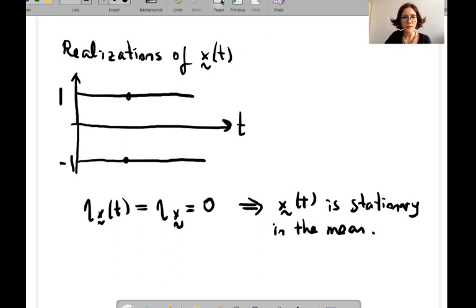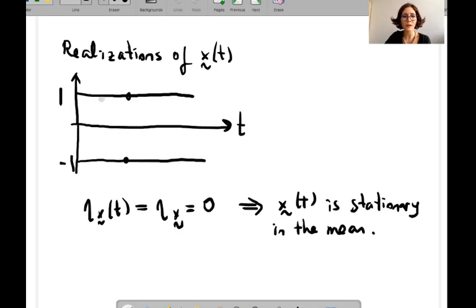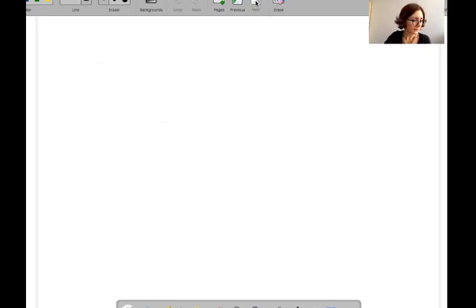So let's look at that now. To find out whether x of t is ergodic or not, it's actually enough to look at two cases. Since our random process is either equal to +1 the whole time, or it's equal to -1 the whole time. This is case 1, this is case 2. So let's look at what our estimate of the mean function will be for both cases, right? So we need to look at two cases.